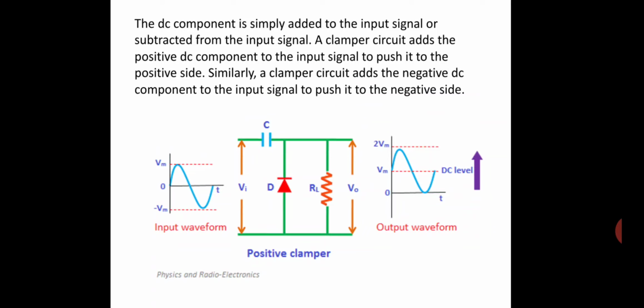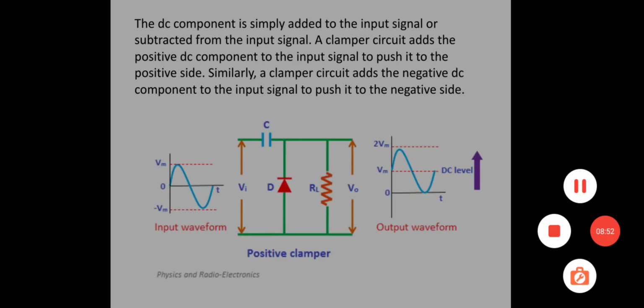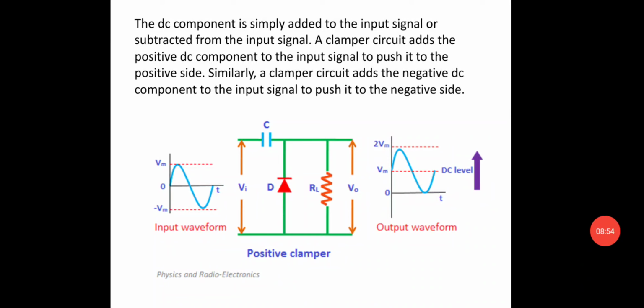Positive clamper. What is a positive clamper? How does it work? A capacitor is in series with the input, a diode is in parallel with the input, and a resistor, the load resistance, is where we get the output voltage. The input has both positive and negative cycles, which are given to the circuit, and we receive the output.